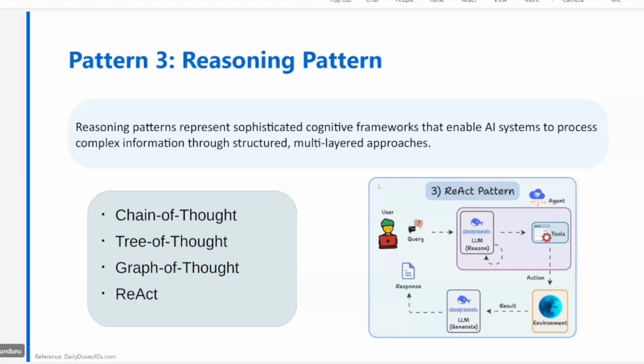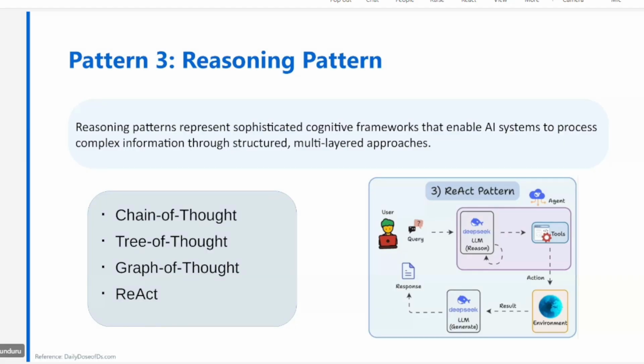Reasoning pattern. There are different reasoning patterns that represent a sophisticated cognitive framework that enables AI systems to process complex information through structured, multi-layered approaches. So how does the reasoning happen in the agents? There are different types of algorithms that can be used. In the reasoning agent, we can implement the reasoning as one complete separate module or agent, or we can implement it as part of one agent, one stage in a particular agent pipeline. That also we can do.